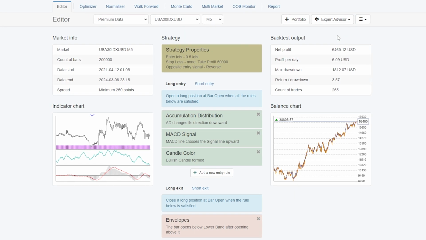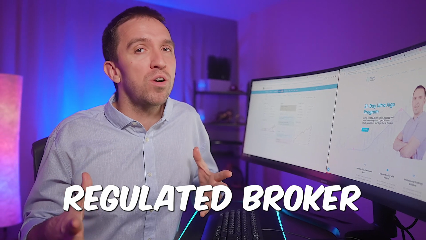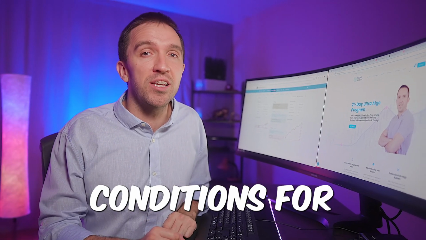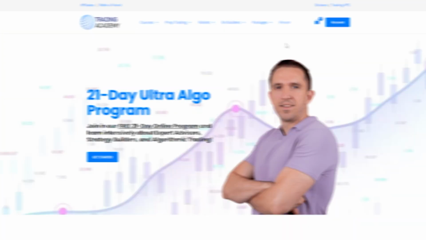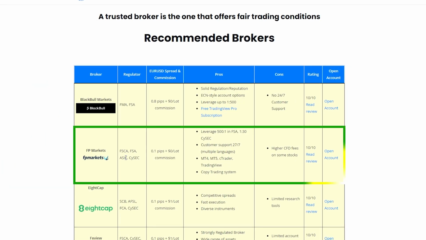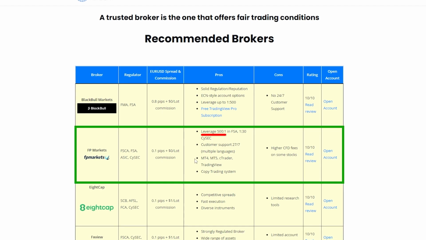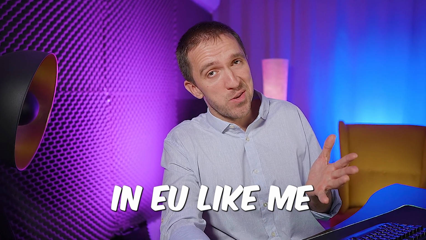Now EA Studio allows me to export this expert advisor for MetaTrader 4 and for MetaTrader 5, and I would strongly suggest that you start with a demo account with a regulated broker that offers good trading conditions for indices. Recently in the academy we started using FP Markets, which is a fully regulated broker, and they offer leverage up to 500 to 1. Of course, if you're not in the EU like me.